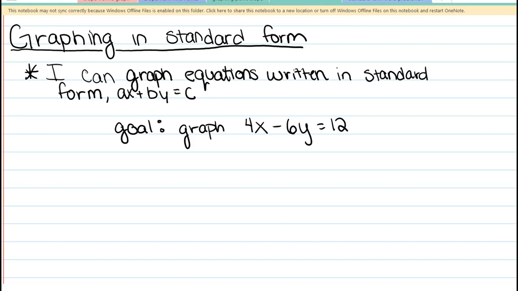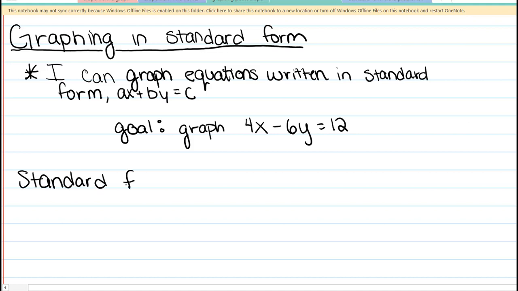In this video, we'll be graphing equations that are written in standard form. So by the end of this, our goal is to be able to graph something like 4x minus 6y equals 12. So let's start out and figure out what is standard form.